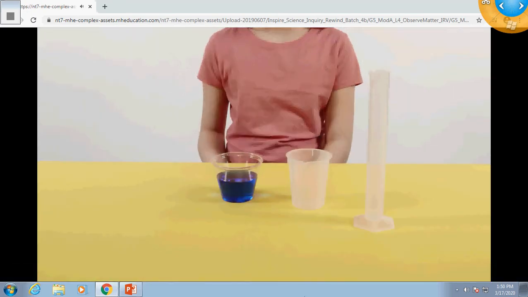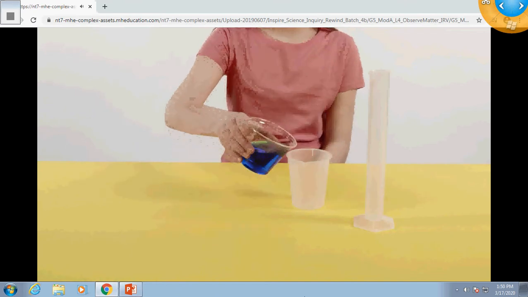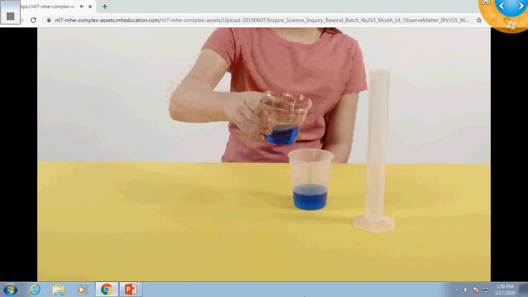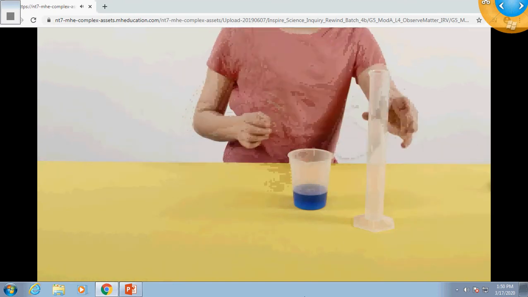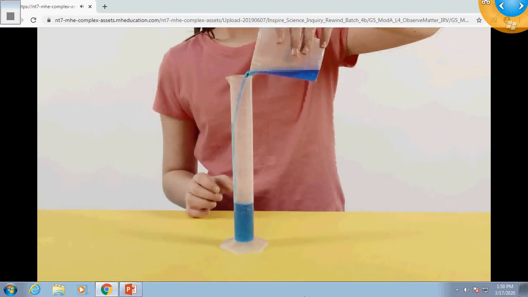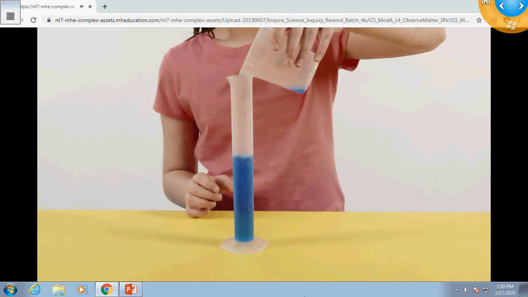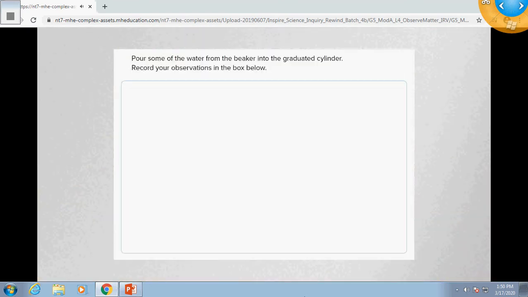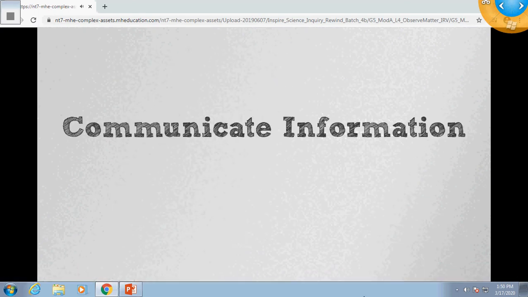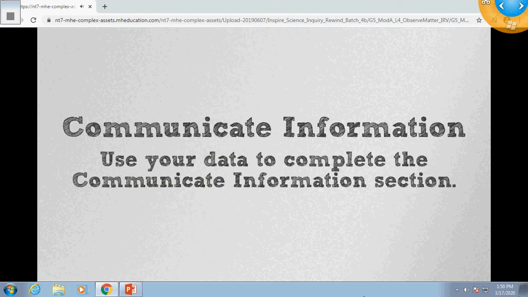Time to head to Station 3. At this station, you will see some water, a beaker, and a graduated cylinder. Carefully fill the beaker halfway with water. Pour some of the water from the beaker into the graduated cylinder. What happens to the water's shape? Record your observations in your notebook. When you finish recording your observations, select Continue. Now that you've finished gathering information, take some time to communicate your findings. Use your data to complete the remainder of the Communicate Information section.